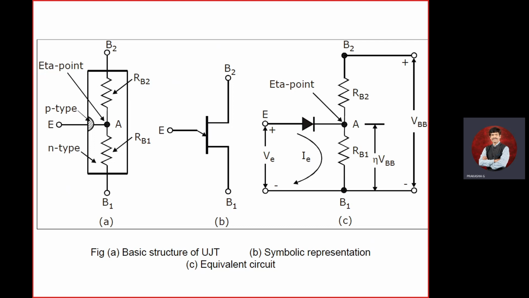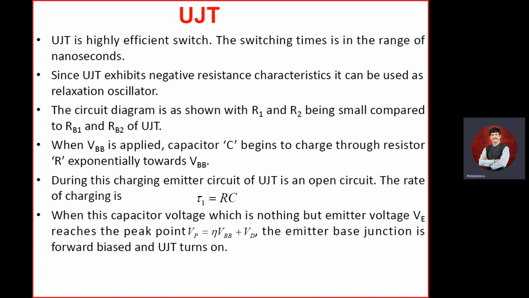It shows how the current will flow. If I apply the VBB, what is going to happen? Everything has been explained in that particular circuit. This is your internal circuit. This is your symbol. This is the actual equivalent circuit, showing how it functions. So during the charging, the emitter circuit of UJT is an open circuit. The rate of charging is RC. What is the RC value?